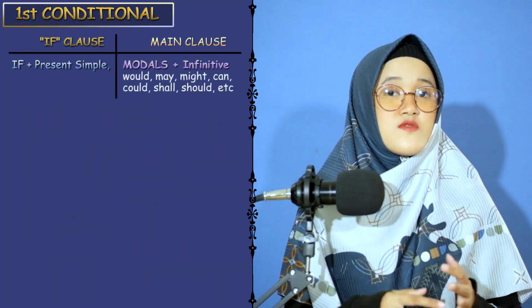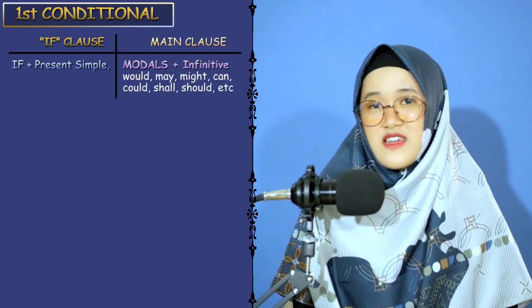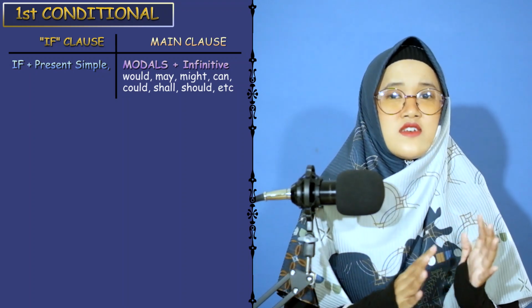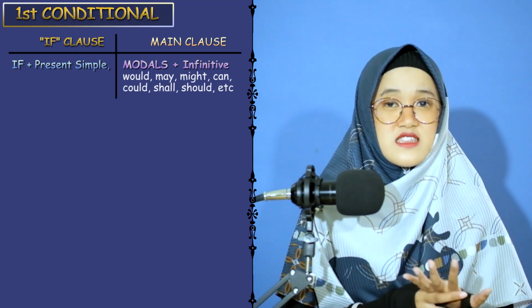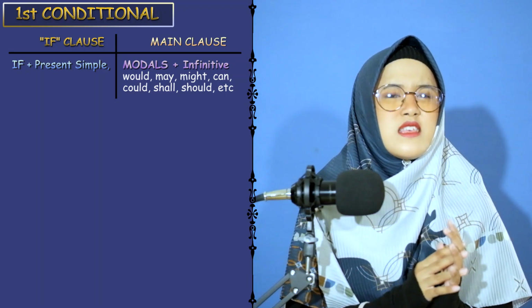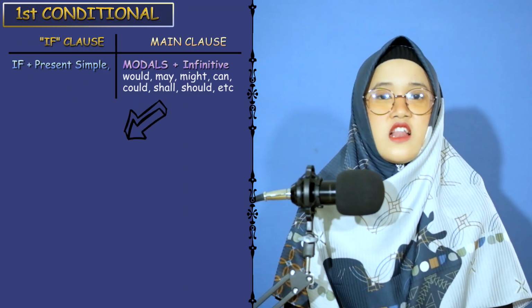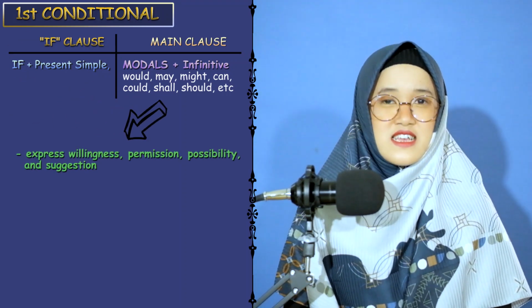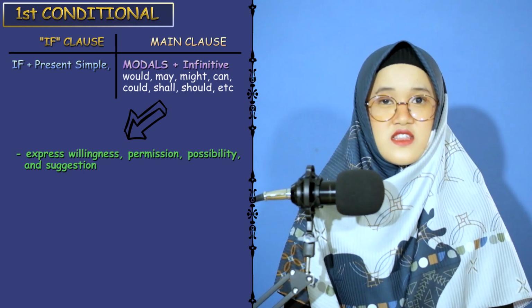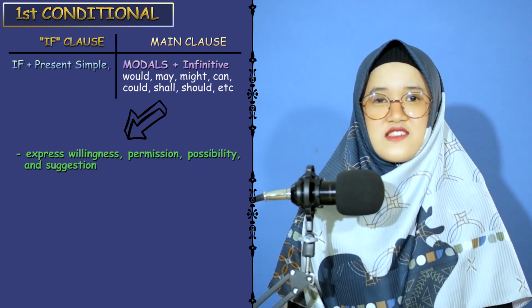But we can use modals instead of will. This means that the result is not certain. It is possible, but it is not definite. The modal verbs in the first conditional express willingness, permission, possibility, and suggestion.